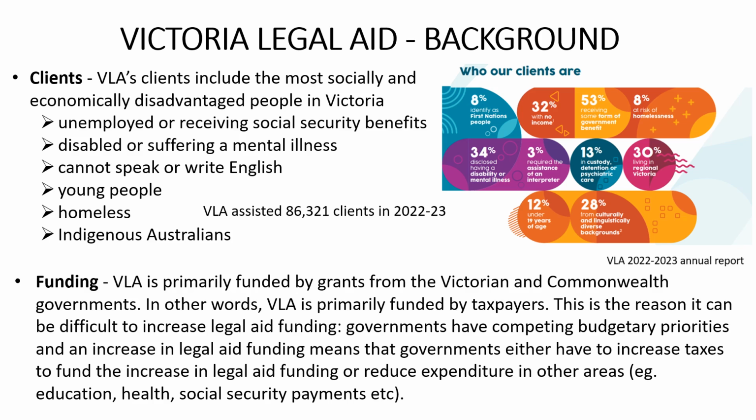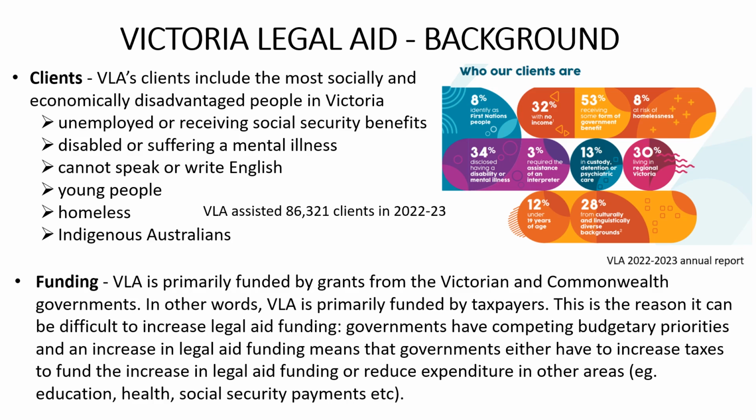Victoria Legal Aid is funded by grants from the Victorian and Commonwealth governments, which means that it is really funded by taxpayers. It uses these funds to cover its expenses, such as the cost of employing in-house lawyers, including duty lawyers, and the grants of legal assistance that it makes, that is, the payments it makes to private lawyers for providing legal advice and legal representation to Victoria Legal Aid's clients. This is a significant issue for Victoria Legal Aid.